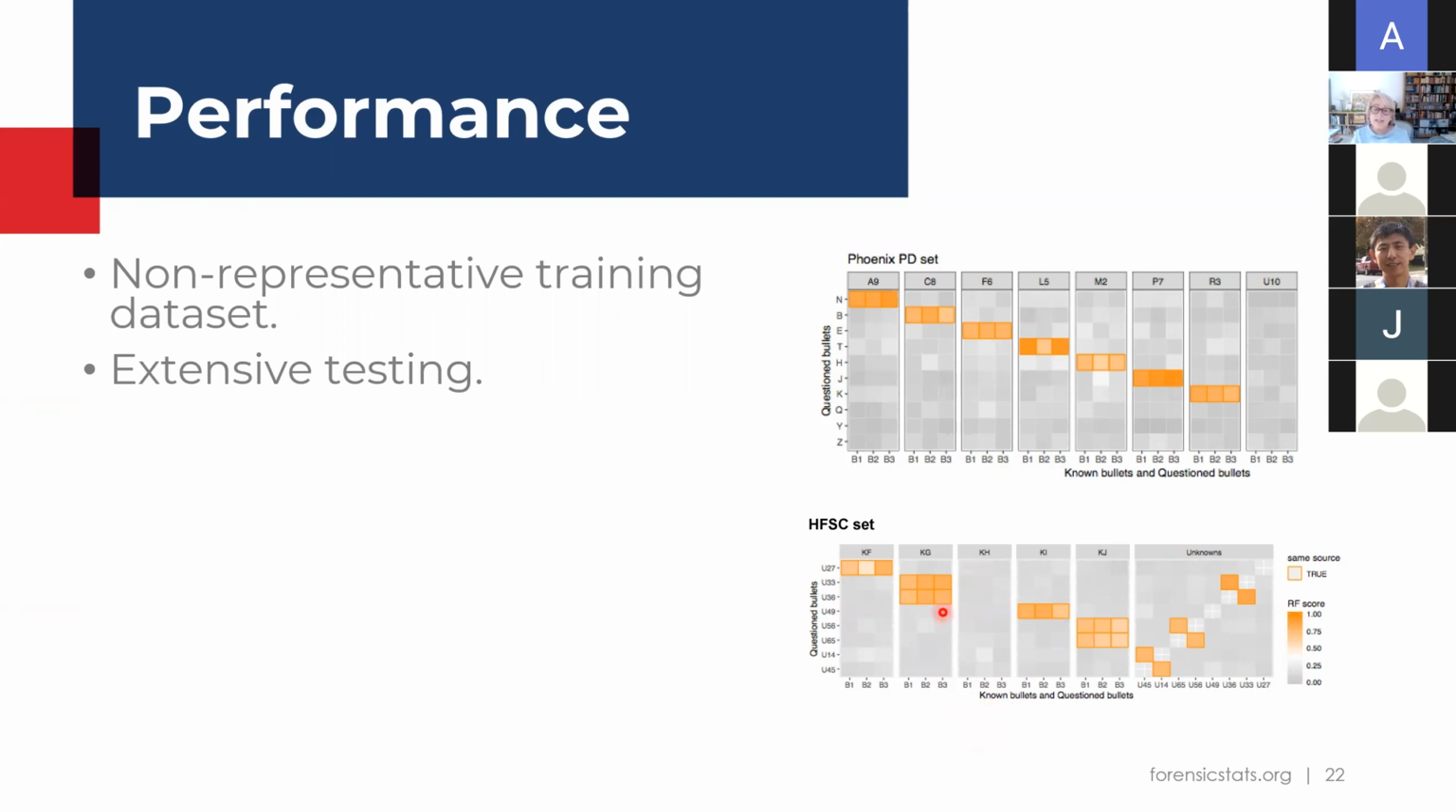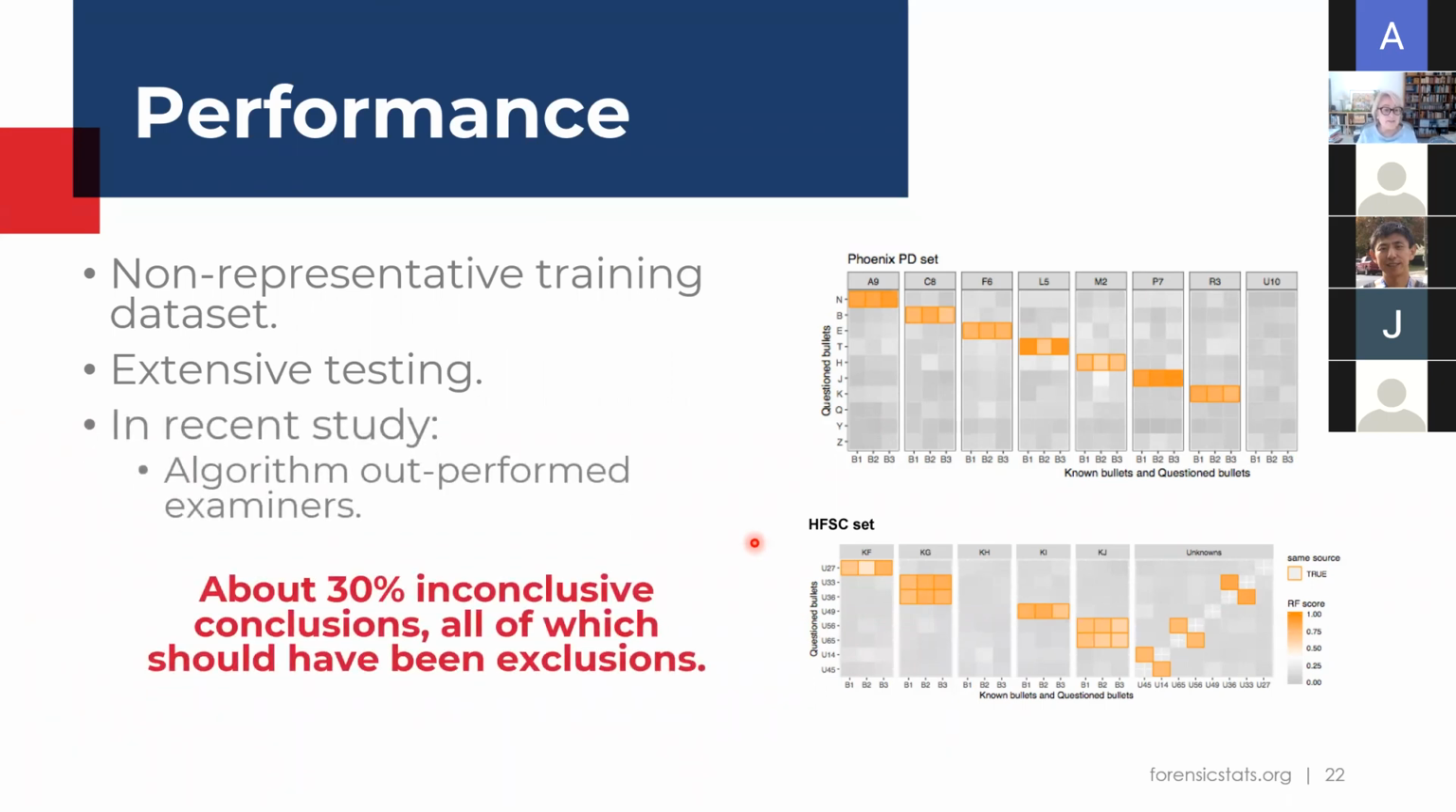I should say that the Houston Forensic Science Center not only sent these kits to us to try the algorithm, they also sent these kits to about 35 examiners. And the algorithm defeated the examiners handily. Not only did the algorithm make no mistakes while the examiners did make mistakes, the algorithm also had no inconclusives, and the examiners had about 35% of their responses be "I don't know."